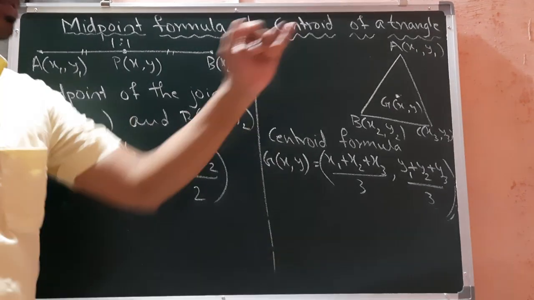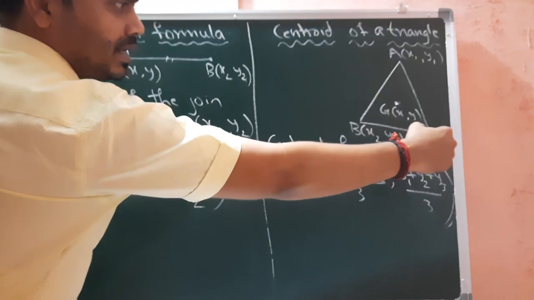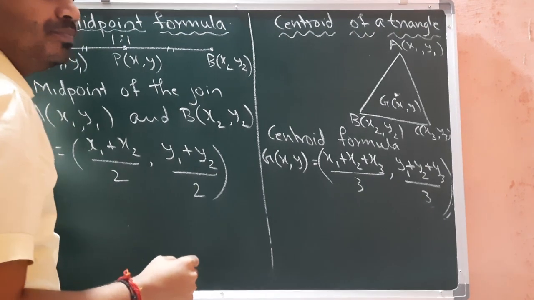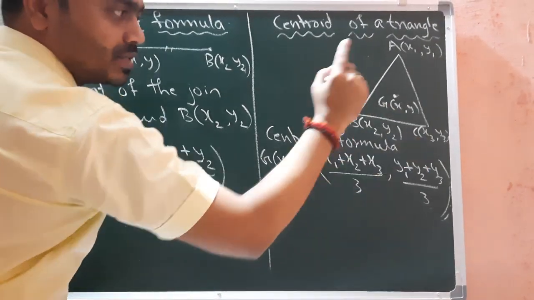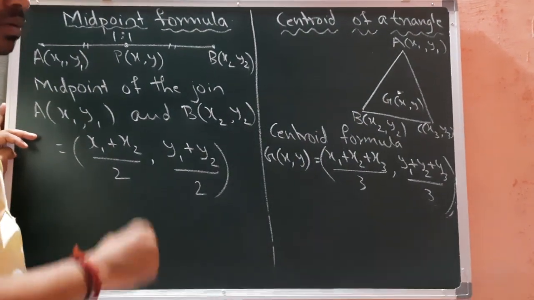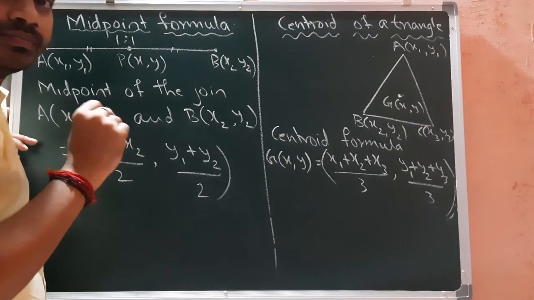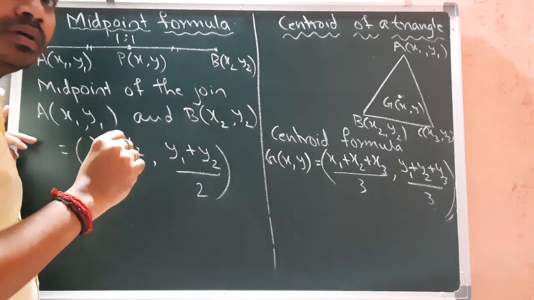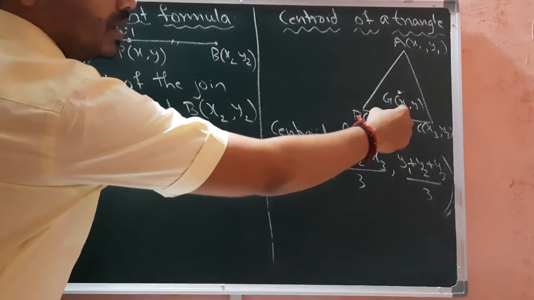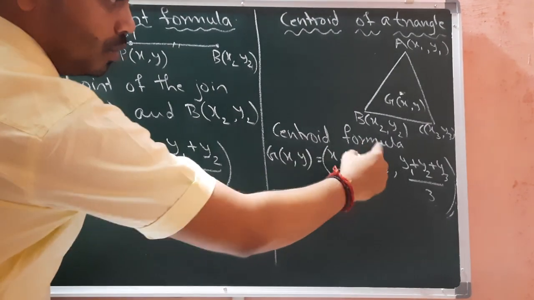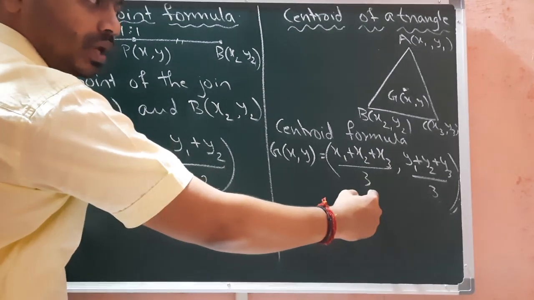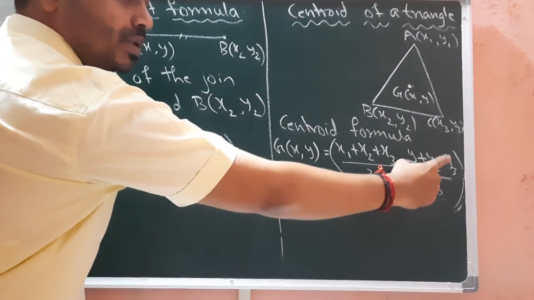Then the centroid of a triangle. Triangle ABC is given to you. The coordinate of A is x1, y1, the coordinate of B is x2, y2, and the coordinate of C is x3, y3. G is the centroid. As we know, the centroid is found on the medians, where the three medians meet. That point is known as the centroid of the triangle. We have taken the centroid coordinate as x, y. Centroid formula: (x, y) equals (x1 plus x2 plus x3 upon 3, y1 plus y2 plus y3 upon 3).